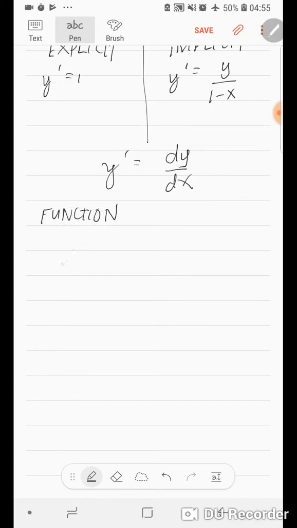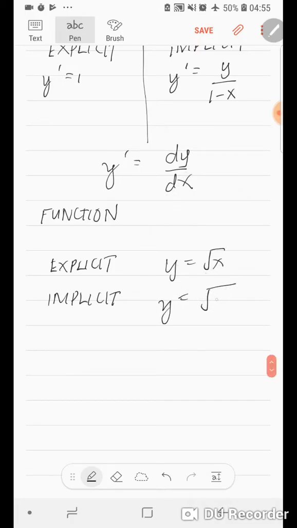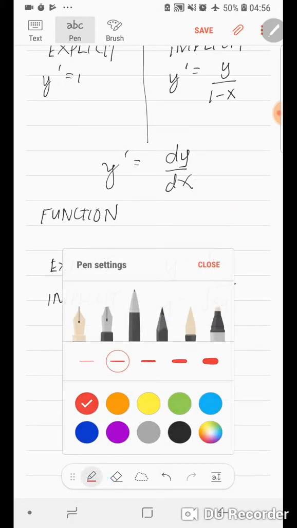would be y equivalent to square root of x. So let's have it in this way, and the implicit. So we have our y is equal to square root of x, and for the implicit we have our y is equivalent to square root of xy. So let's first take the derivative of this one here.